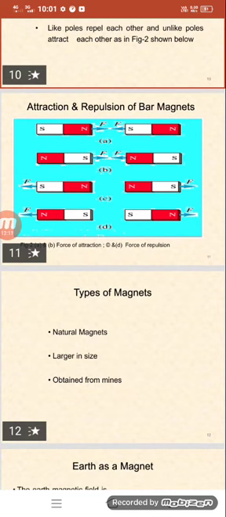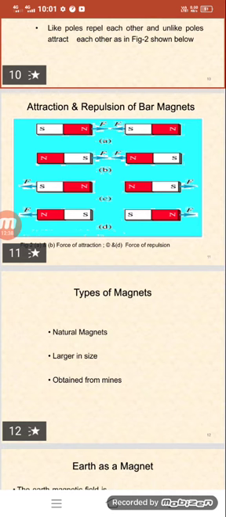So after knowing of the attraction and repulsions of a bar magnet, next we are going to discuss types of magnets. We have so many classifications, but we are mainly discussing them depending upon the existence of the magnets, like natural magnets and artificial magnets.